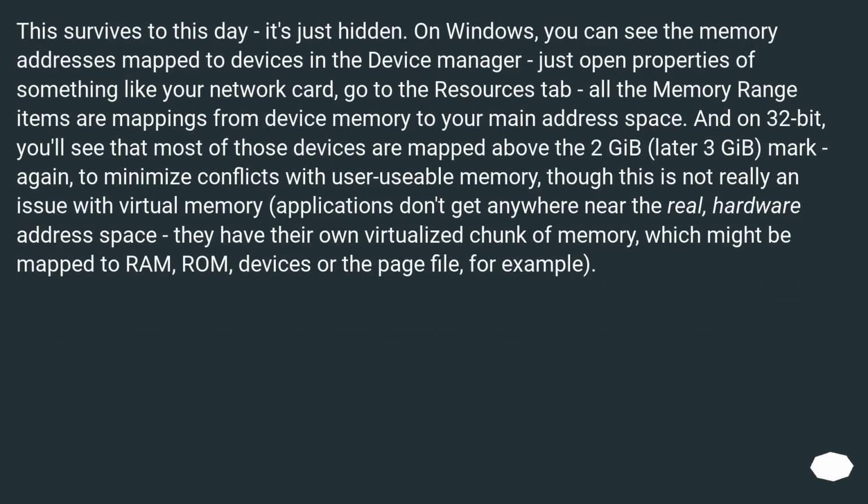On Windows, you can see the memory addresses mapped to devices in the Device Manager. Just open Properties of something like your network card, go to the Resources tab. All the memory range items are mappings from device memory to your main address space. And on 32-bit, you'll see that most of those devices are mapped above the 2 GB, later 3 GB mark.